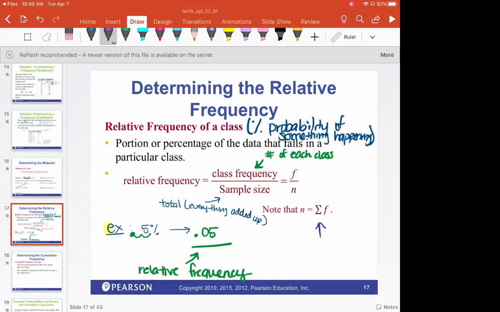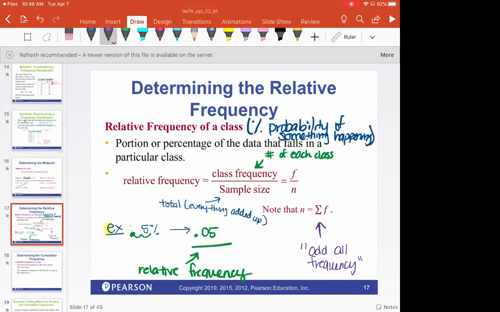This Σ. Remember that Σ just means sum. So here it's saying to add your frequencies. So this is saying to add all frequencies. Right? That sigma, Greek letter sigma, means to add. That F is that frequency.